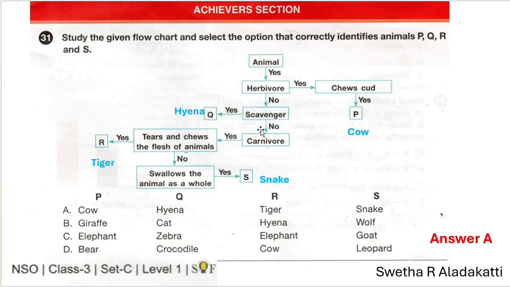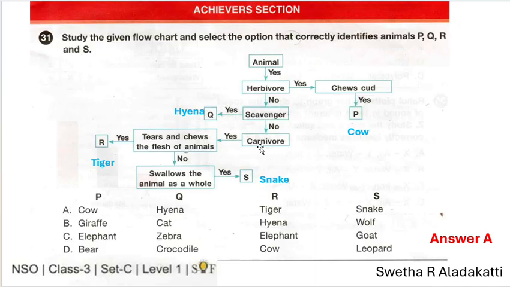Scavenger. Scavengers are animals that eat dead flesh, the leftover flesh eaten by other animals, and leftover dead plants lying in the jungle. So scavengers usually help in cleaning the jungle. So for option Q in the scavengers, hyena is the correct one. Cat is an omnivore, zebra is a herbivore, crocodile is a carnivore. So the scavenger is a hyena.